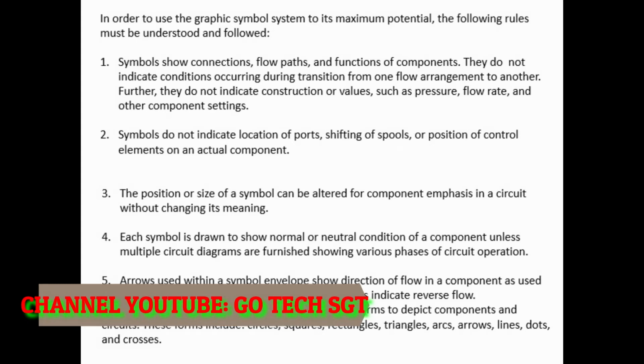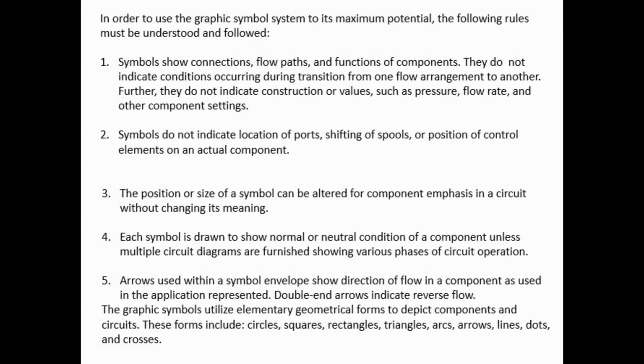The following rules must be understood and followed. 1. Symbols show connections, flow paths, and functions of components. They do not indicate conditions occurring during transition from one flow arrangement to another. Further, they do not indicate construction or values, such as pressure, flow rate, and other component settings. 2. Symbols do not indicate location of ports, shifting of spools or position of control elements on an actual component.